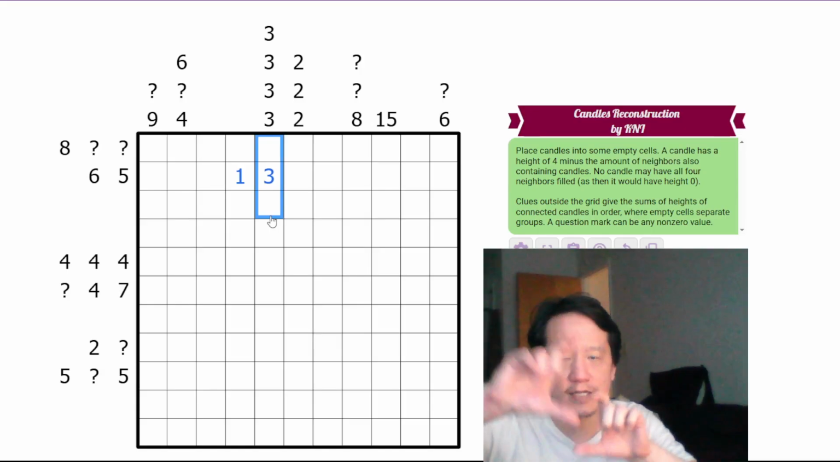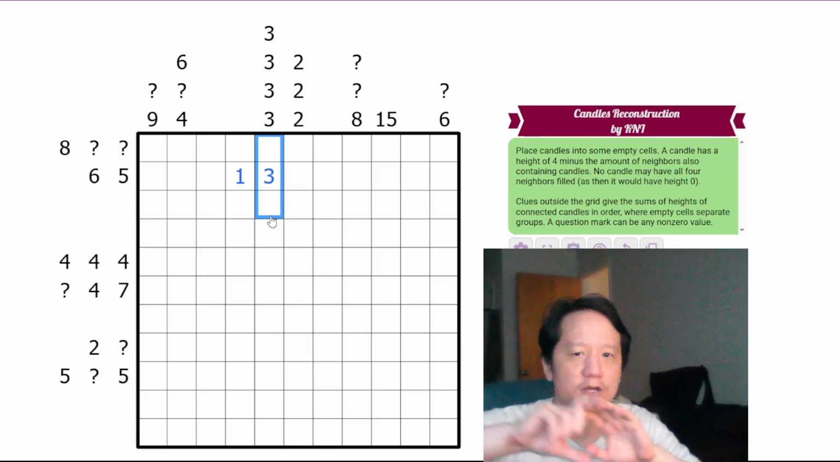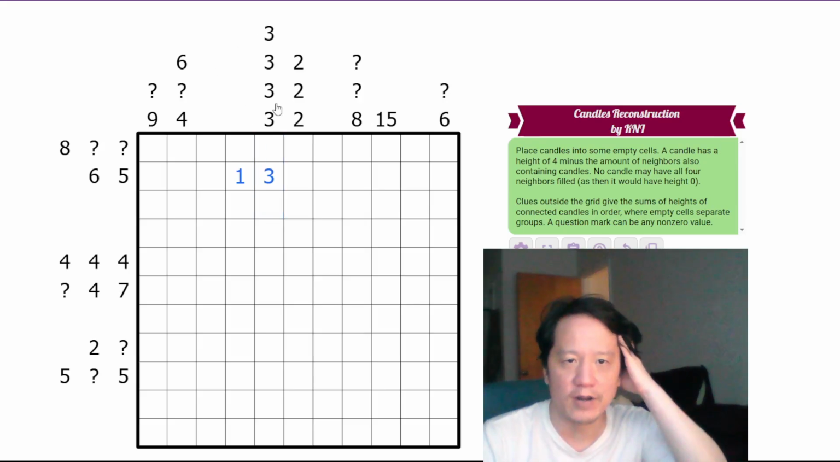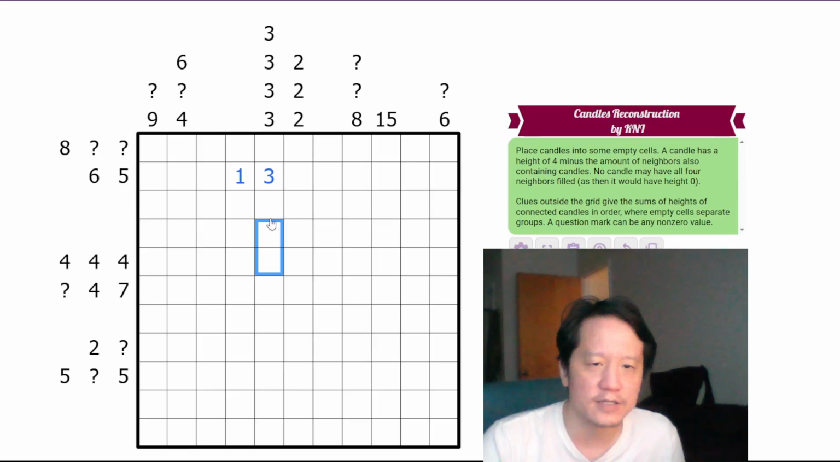And so the heights of the connected candles must sum to the numbers that are outside. So therefore you have to have a connected sum here of 3, and then you have another connected set of candles which add up to 3. Then you have another set of connected candles which add up to 3, and then a fourth set of candles which would add up to 3.